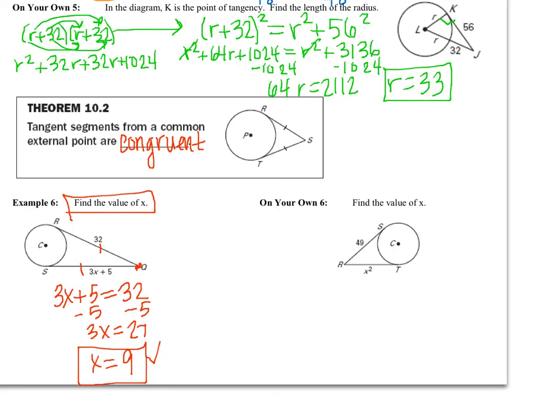On your own for number 6, again, find the value of x, and since these two share this common endpoint r, we know these two pieces are equal, so we're going to say x squared equals 49. To solve it, we're going to take the square root of both. So x equals positive or negative 7. But since we're having the length of something, you're not going to have the length equal to a negative number, so x equals 7.